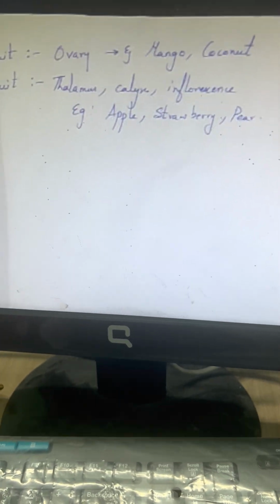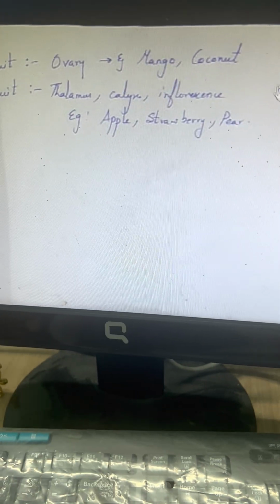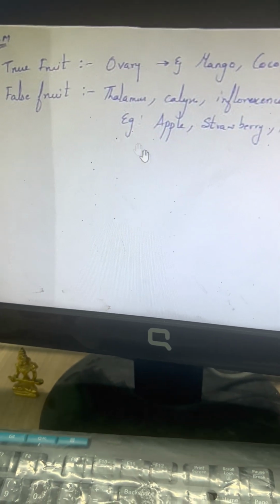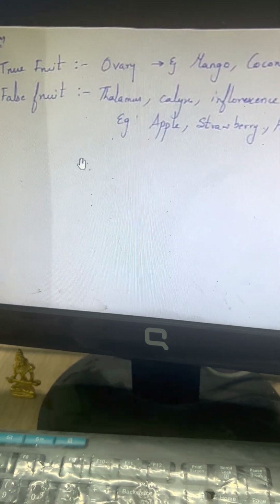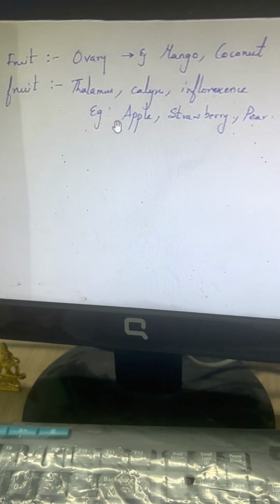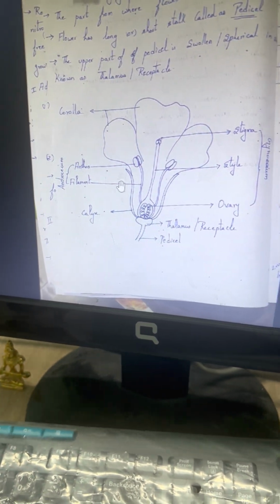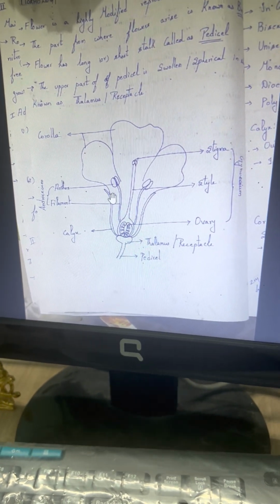So just write, when a fruit is developed from an ovary, it is known as a true fruit. Example, mango, coconut. When a fruit is developed from other than the ovary, like thalamus, calyx, inflorescence, then it is known as a false fruit. Example, apple, strawberry, pear. That is the main thing. So mainly in morphology you need to write about the 4 different whorls present in the flower, that is the calyx, corolla, androecium, gynoecium. If the 4 parts have been explained, then the morphology of the flower is over. Okay, thank you.